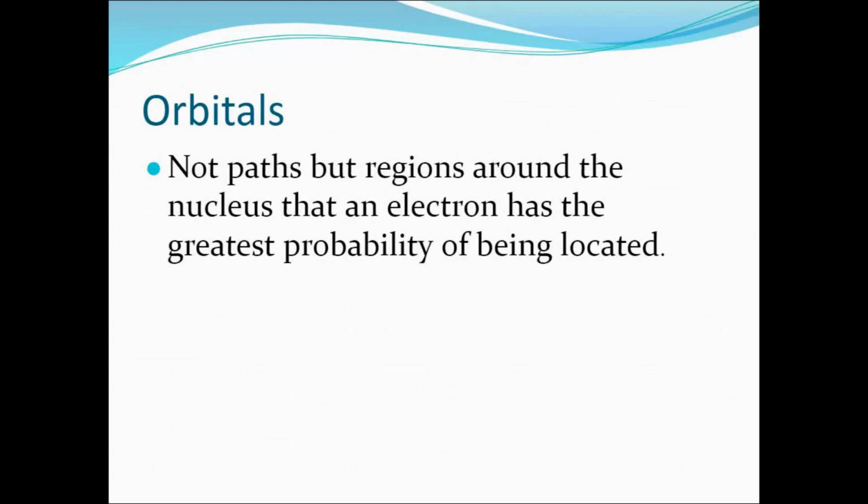Another new concept is the concept of orbitals. In the last chapter, we talked about the electrons are in orbit around the nucleus. So that was a specific path. Now we're looking at orbitals, which are regions or areas where they're most likely going to be located. So this is an area as opposed to a path.